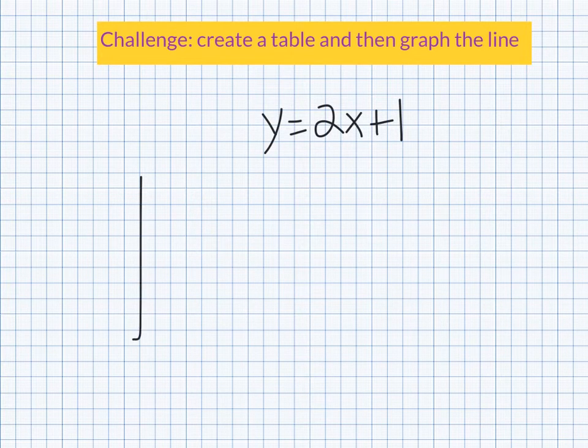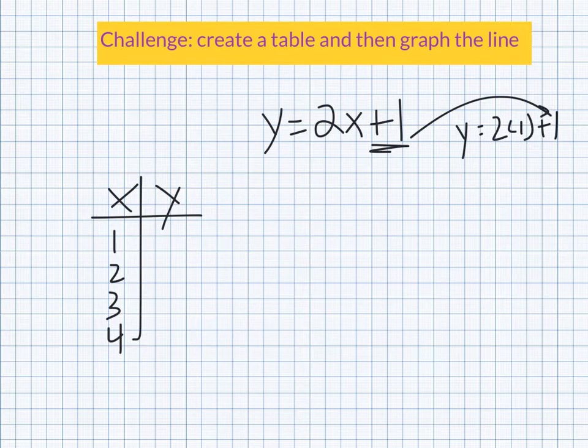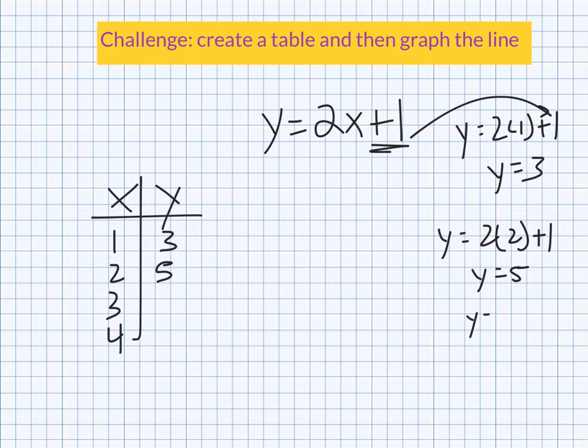Alright, you ready? I'm going to create a table. I get to choose my x's. I'm going to choose 1, 2, 3, and 4. I could have chosen anything. And now I'm going to substitute: y equals 2 times 1 plus 1. So that plus 1, it just kind of attaches to the end. 2 times 1 is 2, plus 1 is 3. Y equals 2 times 2 plus 1. 2 times 2 is 4, plus 1 is 5. Y equals 2 times 3 plus 1. 2 times 3 is 6, plus 1 is 7. Y equals 2 times 4 plus 1. 2 times 4 is 8, plus 1 is 9.